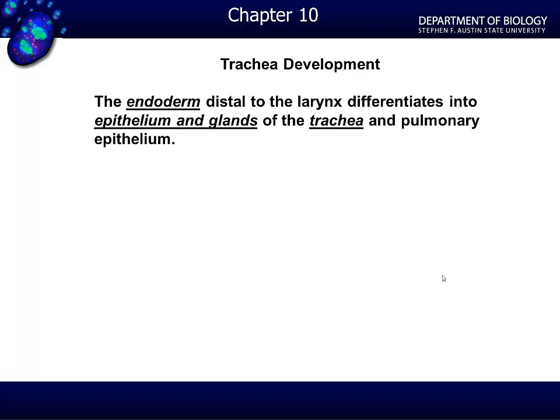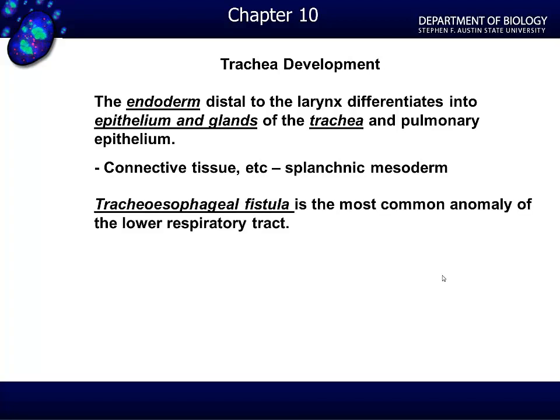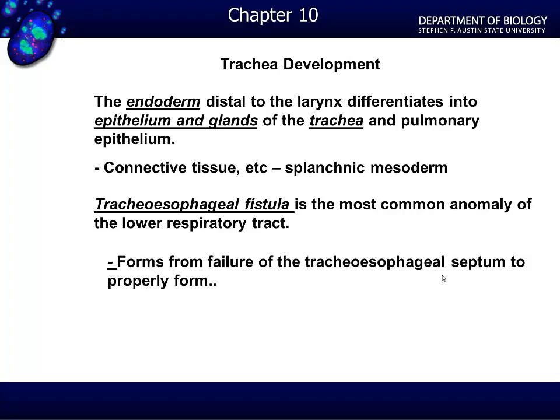So as we begin to move down, now we get into our trachea development. Again, the endoderm is going to be our epithelium and glands of the trachea. We're going to see that the splanchnic mesoderm, again, is going to form our connective tissue, the cartilage and the smooth muscle. And it's at this point, as we begin to form that tracheoesophageal septum that's going to separate the esophagus from the trachea, that if we have an inappropriate segregation of the septum, we're going to form a tracheoesophageal fistula, an inappropriate connection between the respiratory tract and our digestive tract.